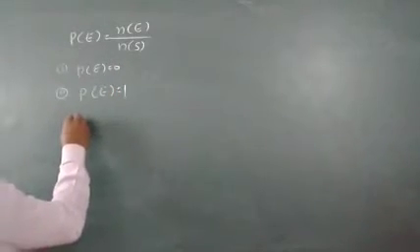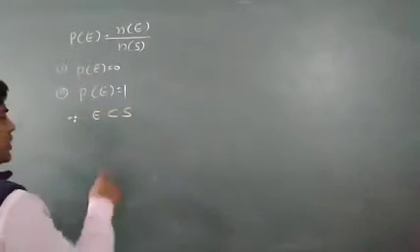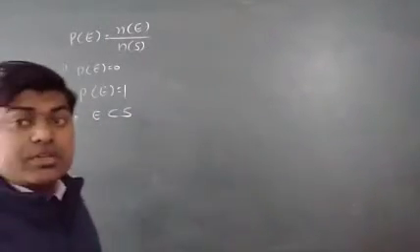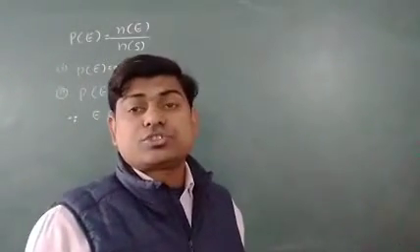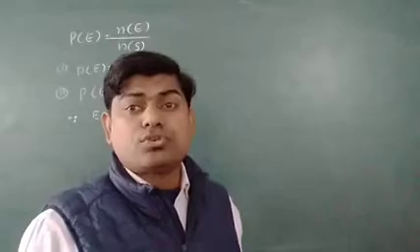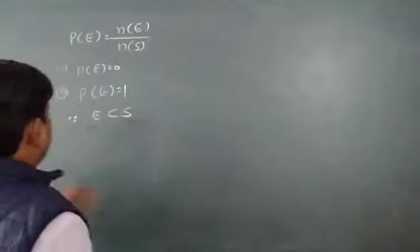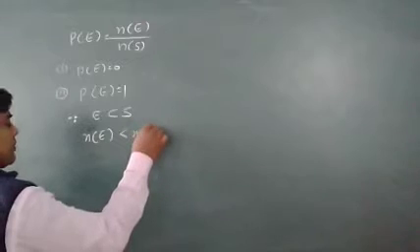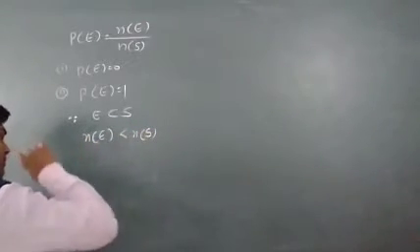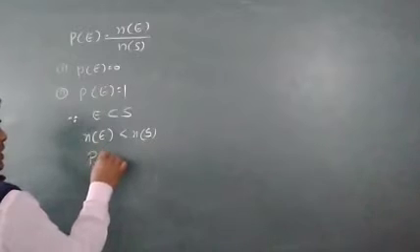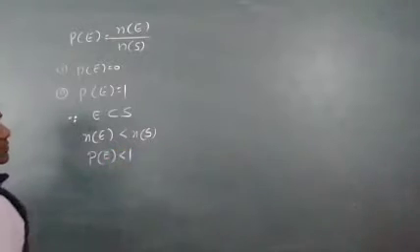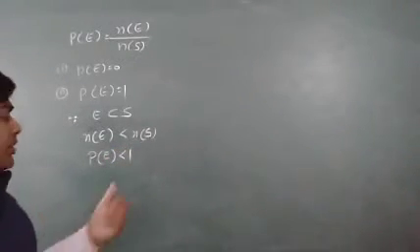Because E is a subset of S. Suppose that E is a proper subset of S. Only one case will be there: if E is a sure event, then I can write E is equal to S, or E is an improper subset of S. So if E is a proper subset of S, the number of elements in E should always be less than the number of elements in S. So the probability of E will always be less than 1.